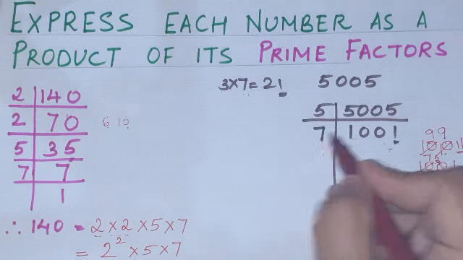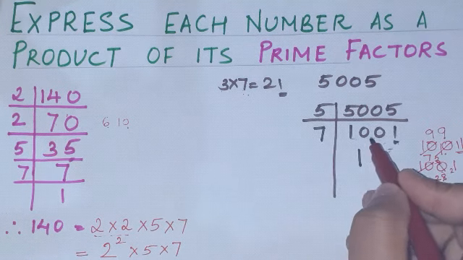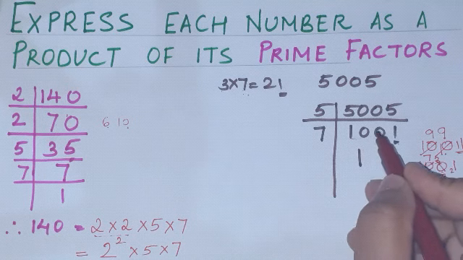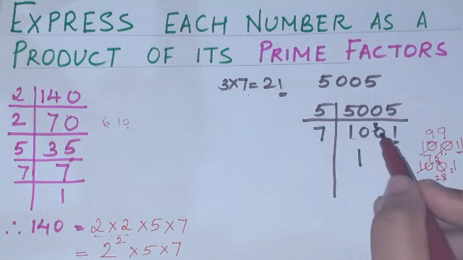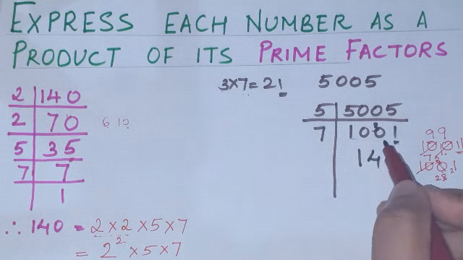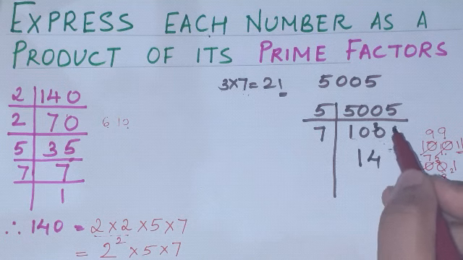So 7 1s are 7. I'm taking 7 from this 10 and keeping it here, and 3 I'm carrying forward. So 30 is not there, but I'm making it 28. So 7 4s are 28. And if I remove 28, how many remain? 2. So 2 I'm giving to this.